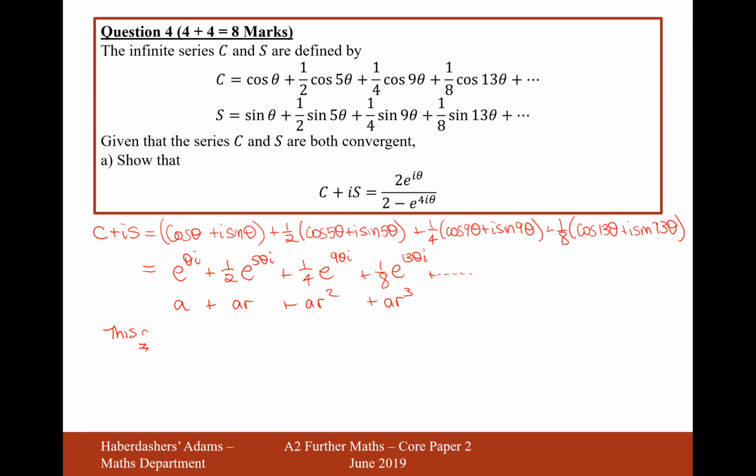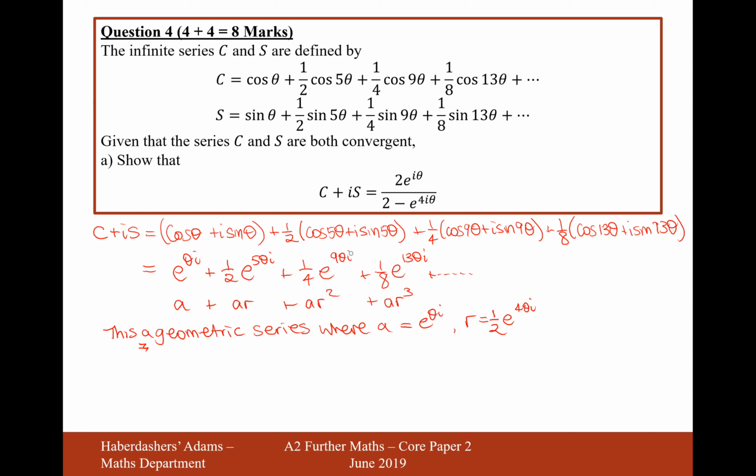This is a geometric series because we're adding it together, where a is the first term, that's e to the theta i, and then r is the thing we're going to multiply from one term to the next, and it should be a common ratio between the terms. So we're definitely halving all of the next terms, and then we're adding on 4 theta onto the exponential. So that's actually going to be multiplying by e to the 4 theta i, because that will then add onto the index when you multiply with an index of the same base.